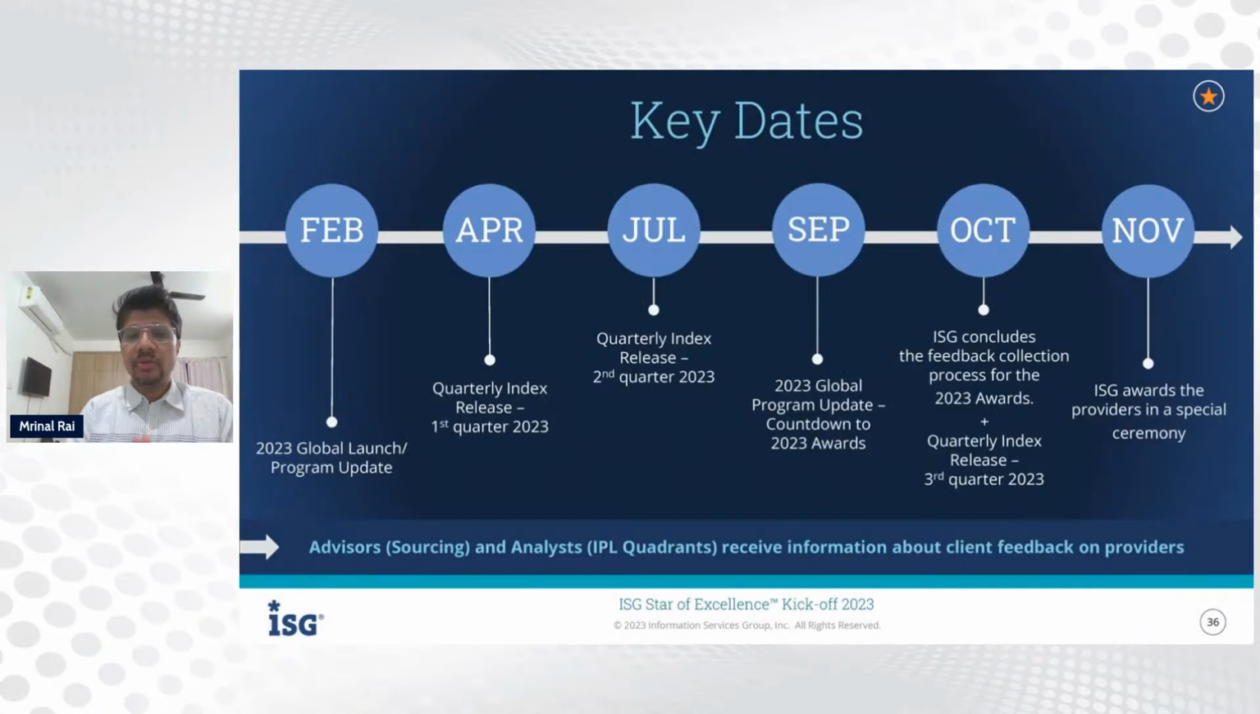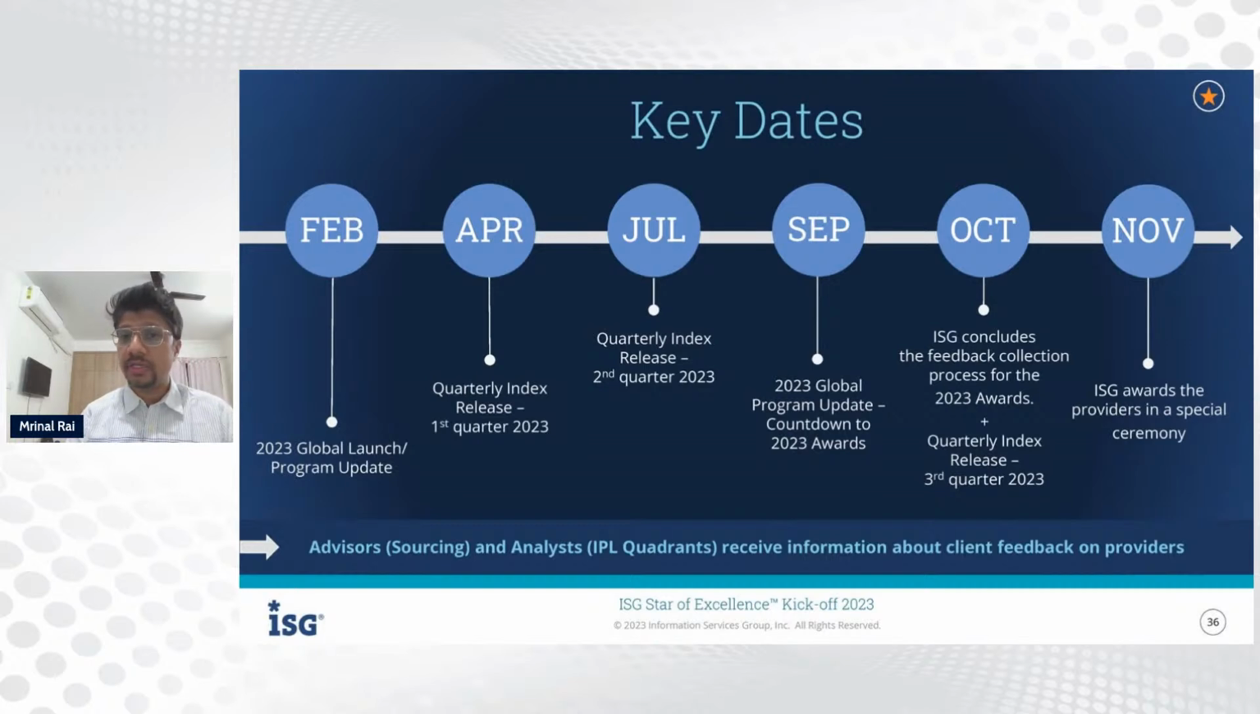So we are reaching the end of the presentation, highlighting the key dates for this year. As Jan-Erik has already spoken, we have launched the program, although the survey is already open. This is the formal, global launch, telling you all about this program. In the month of April, we will release the first CX Index report for 2023, which will talk about the CX trends by different industries. In the month of July, we will release the Q2 CX Index report, which will talk about the CX trends by different technologies.